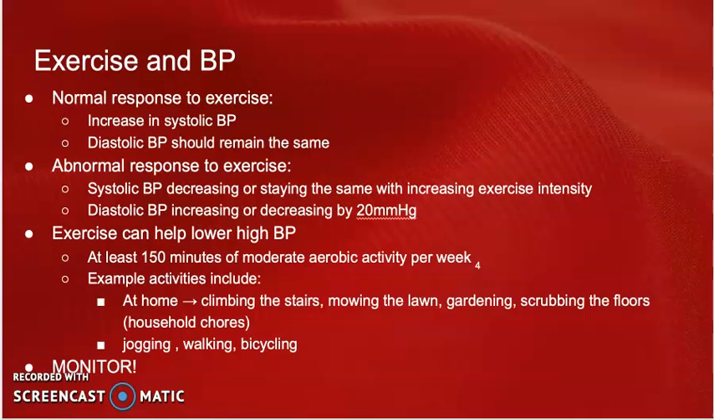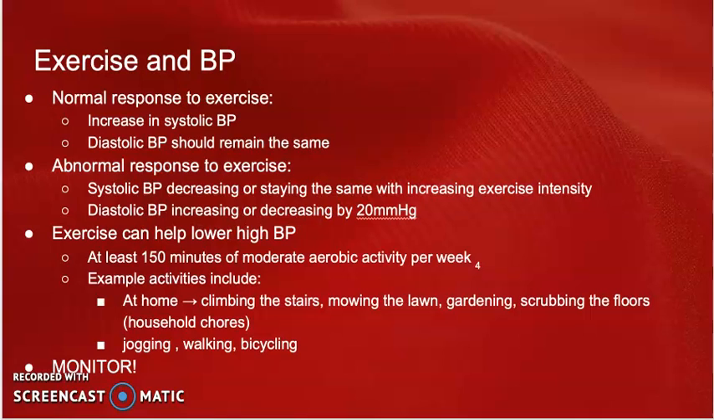Exercise can also help lower high blood pressure. It is recommended that you get at least 150 minutes of moderate aerobic activity per week. Example activities include things around the home, such as climbing the stairs, mowing the lawn, gardening, scrubbing the floors, and other household chores. Examples outside the home: jogging, walking, and bicycling.